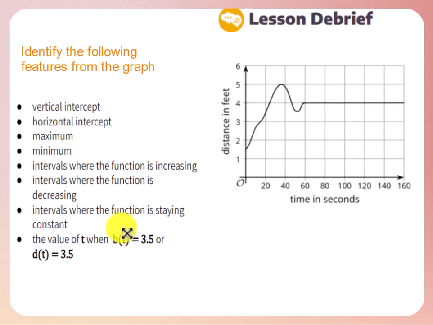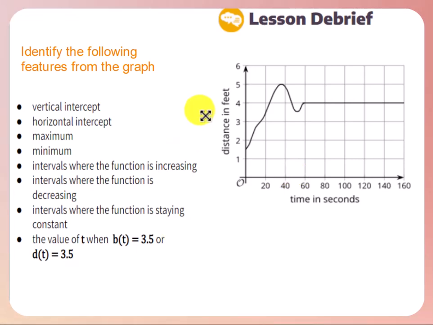We don't know the x, we know the y. This time we know the y. So 3.5 go across would be about 18 seconds. And then d of t equals 3.5. So we're going to look at the y, see where we get to a height of 3.5, go down to your x, and that's going to be about 50.